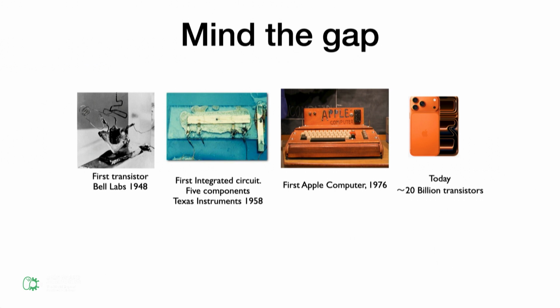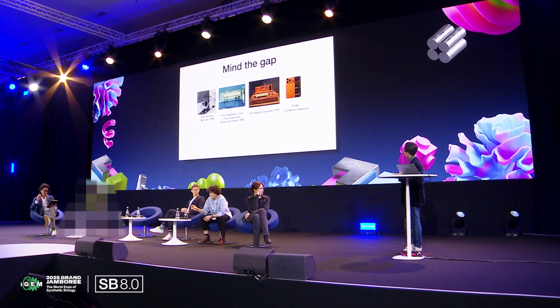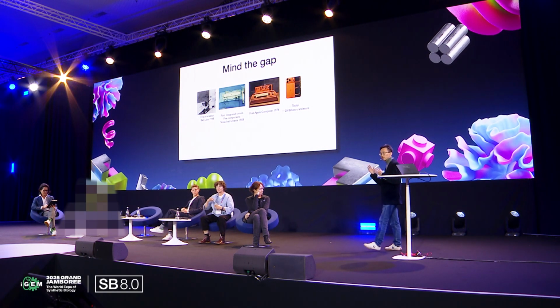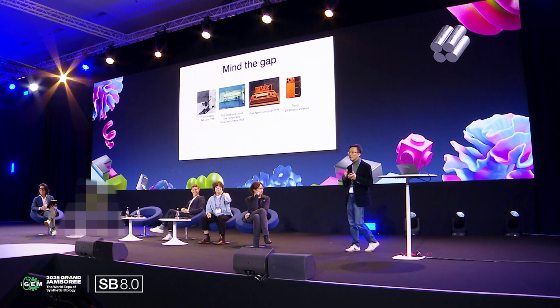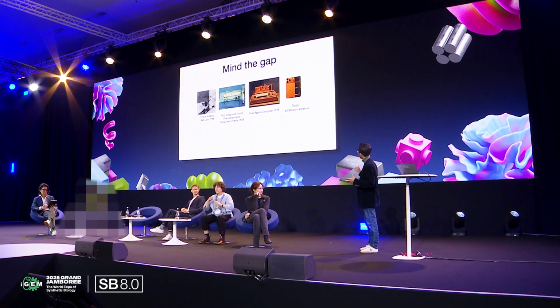So I just want to take a moment to remind you that we have come a long way in the last 80 years in the chip business, right? In 1948, the first transistor was built, but it took 10 years to actually build the first integrated circuit, with only 5 transistors. And it took another 20 years to get the first Apple computer. But today, in your pocket, you have about 20 billion transistors in your iPhone.